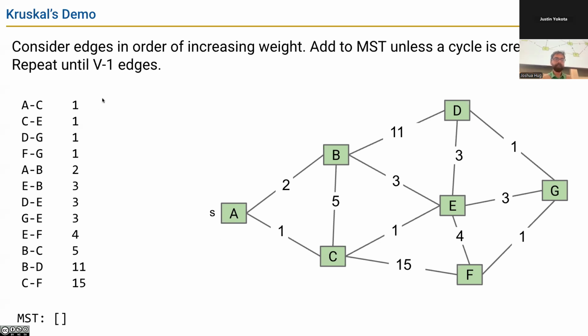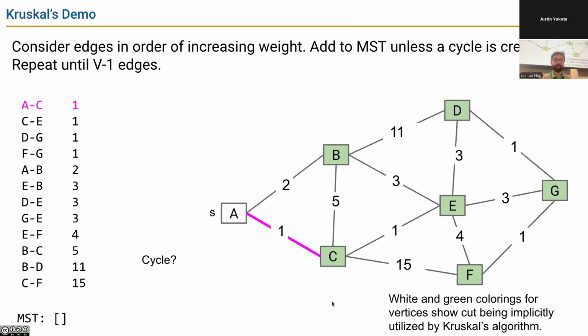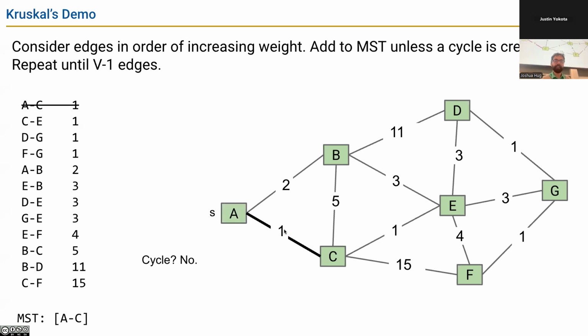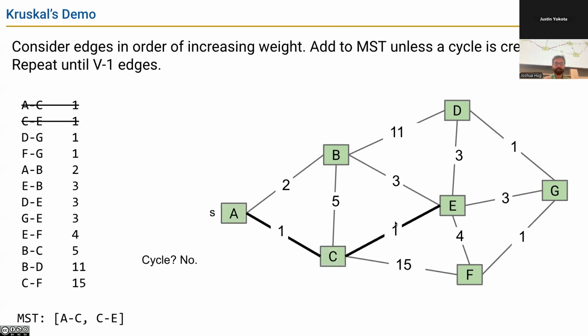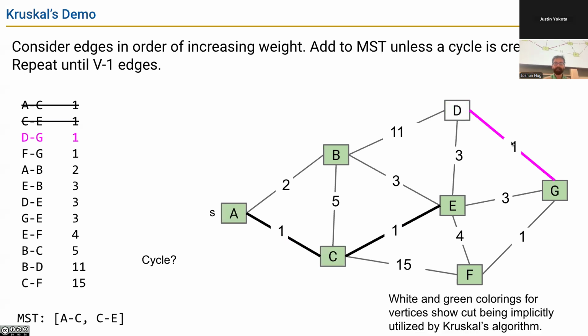So we'll start by looking at AC, just arbitrarily. Is there a cycle in my minimum spanning tree yet? No, there is no cycle. So I'm going to add this edge. Okay. What edge should I consider next? Let's say CE. Would this create a cycle if we added it? No, so let's include it. All right. Next, we'll look at DG. Would this create a cycle if we added it?